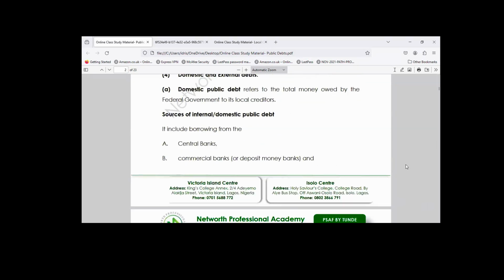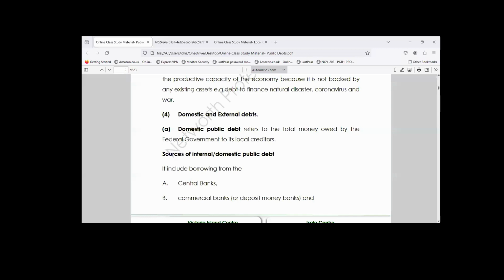The next classification is domestic debt and external debt. Another name for domestic debt is internal debt. Domestic debt is otherwise called internal debt. External debt is otherwise called foreign debt.